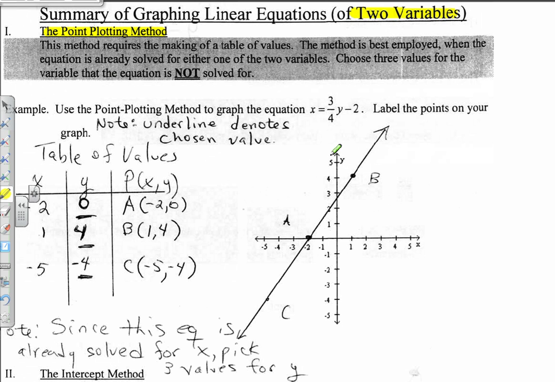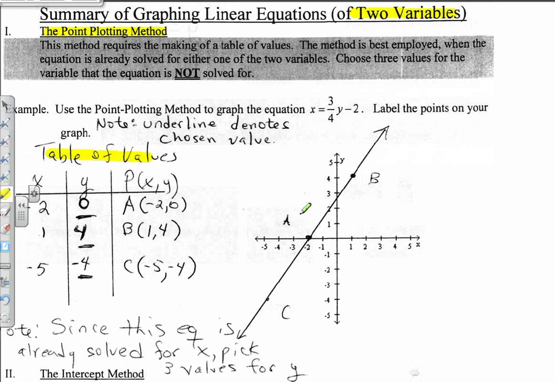The point plotting method works by making this table of values here. Notice that I have three columns. I have a column for x, a column for y, and then a column for my points, the coordinates of my points that I'm going to find and actually plot on this line over here.